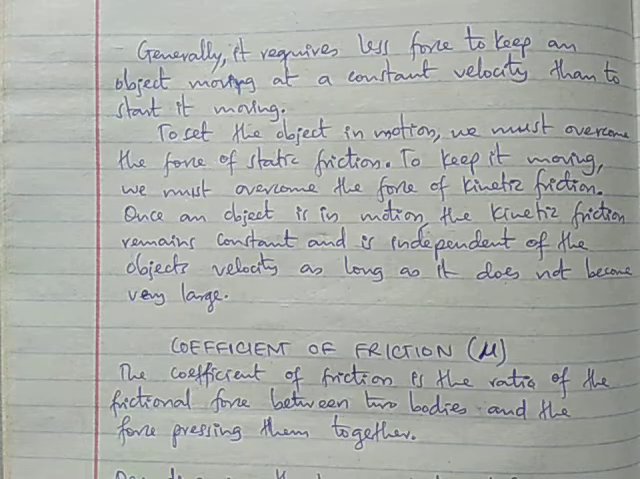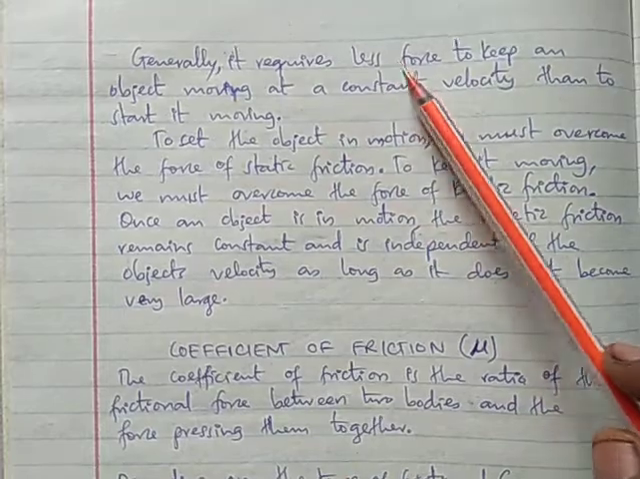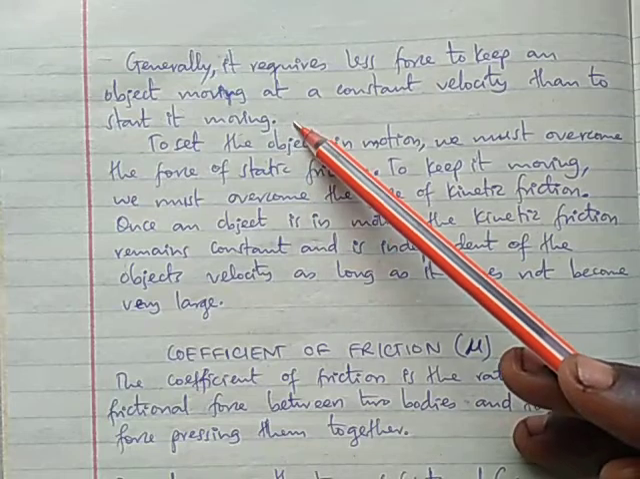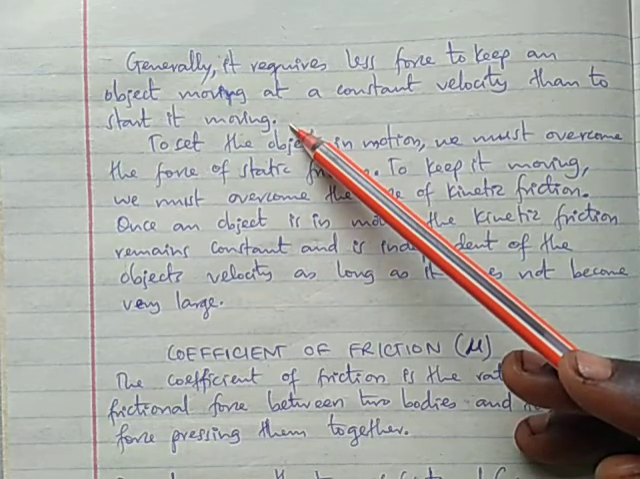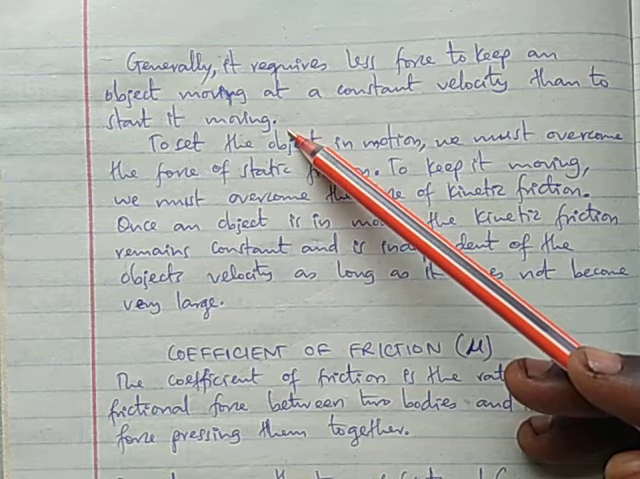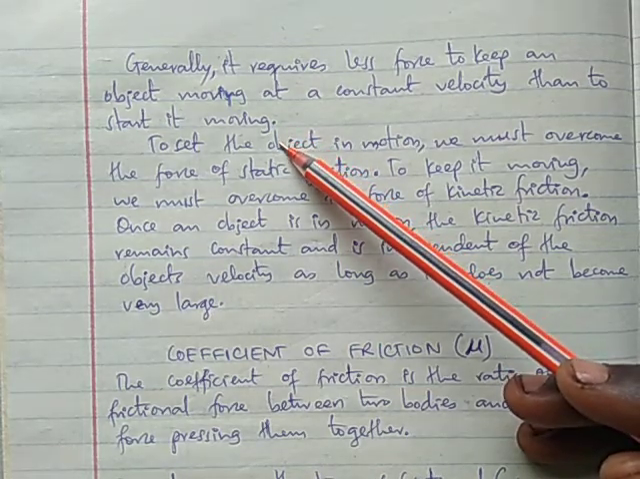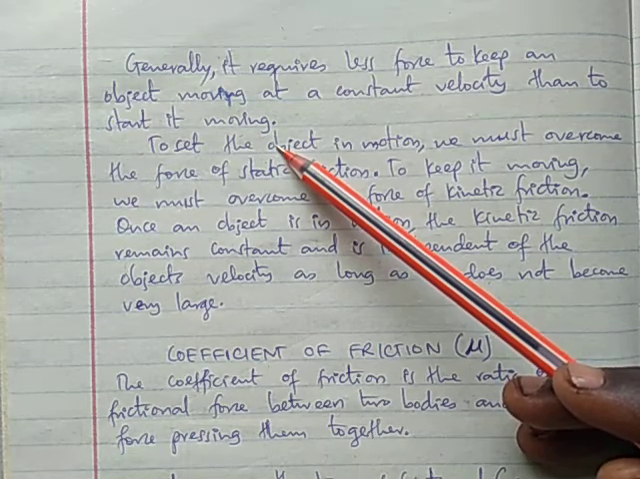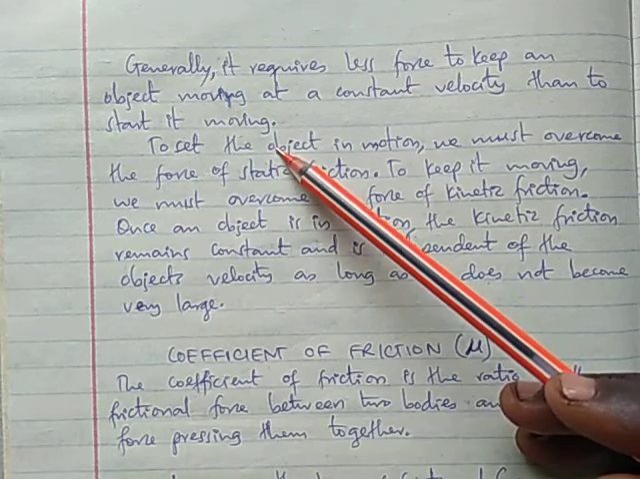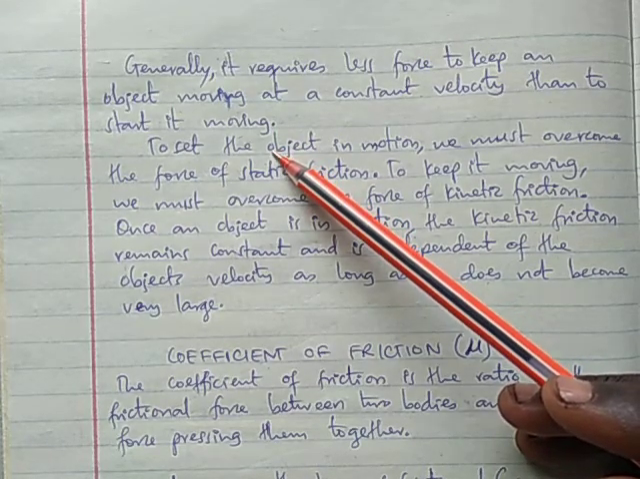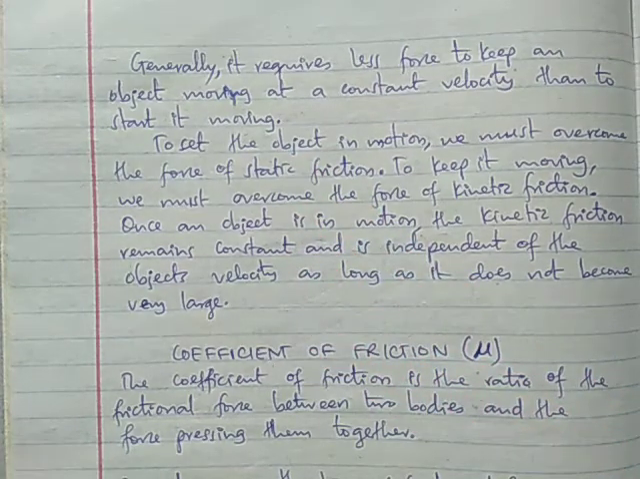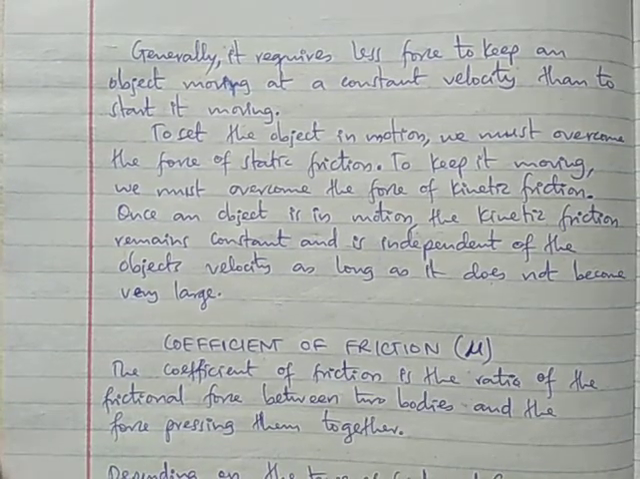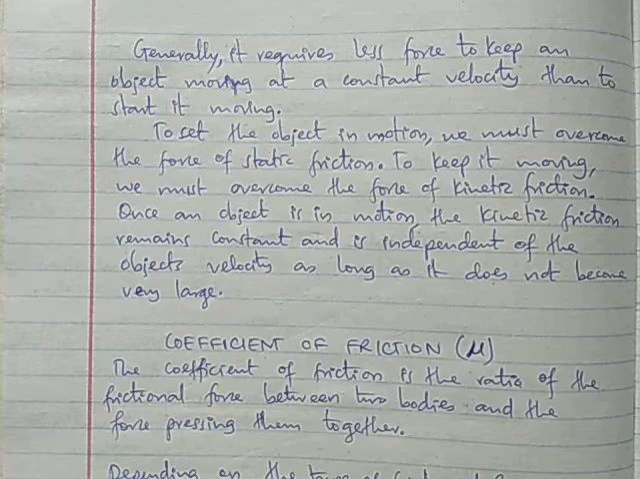Kwa hiyo tunachokisema ni kwamba generally it requires less force to keep an object moving at a constant velocity than to start moving. Manake to keep an object moving tunahitaji kuweza ku overcome kinetic friction ambayo ni ndogo. Lakini to start an object moving tunahitaji ku overcome static friction. So tunajua kwamba the static friction is greater than the kinetic friction. So to start an object moving will be difficult as compared with to keep an object moving with constant velocity.